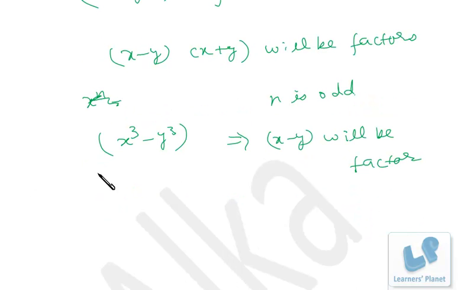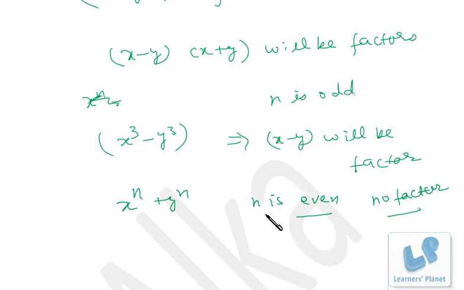Similarly, if I have x raised to n plus y raised to n, where n is even, it won't have any factor, because if n is even, this expression will always be positive. If the expression is always positive, it can never be 0 by putting any value of x and y. So n is even, no factor. That's an important thing: x^n plus y^n, if n is even, no factors. That means this expression will never be equal to 0 in any case.